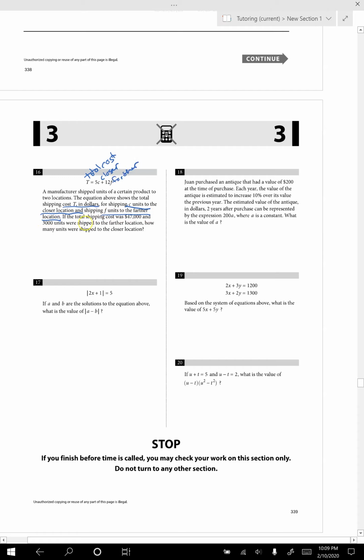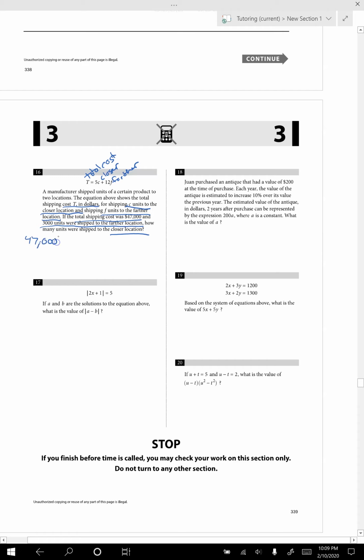If the total shipping cost was $47,000, oh, that's going to go in for T. And 3,000 units were shipped to the farther location, oh, that's going to go in for F, which means they're probably going to ask us to solve for C. Yes, they did. Okay, so let's plug that in.